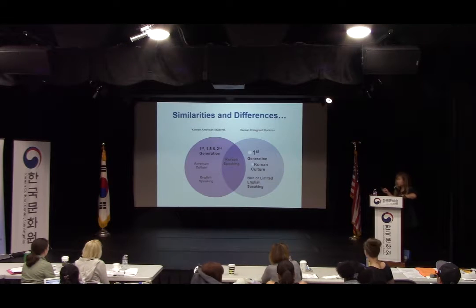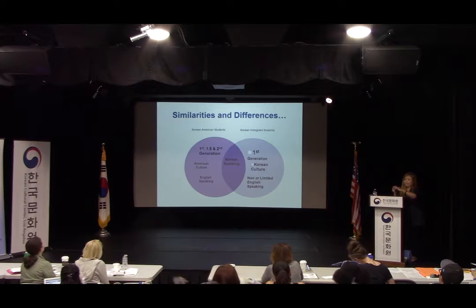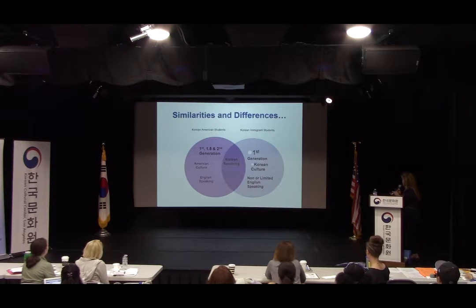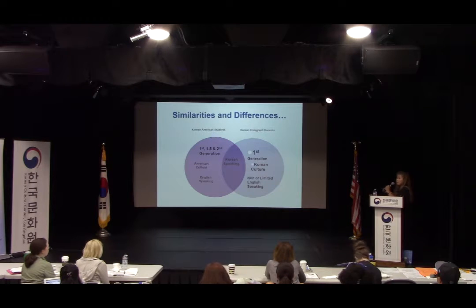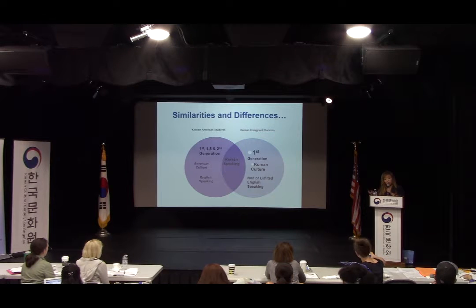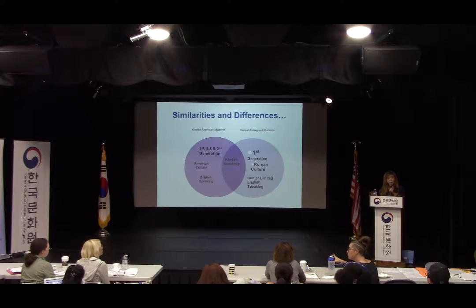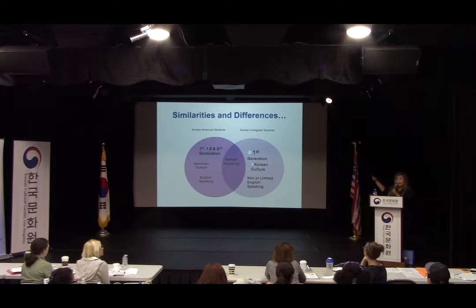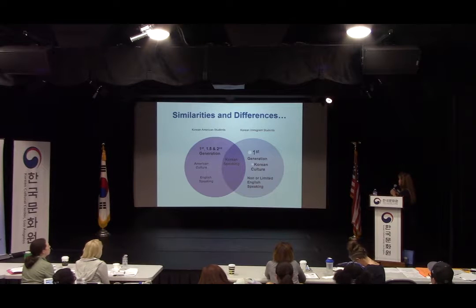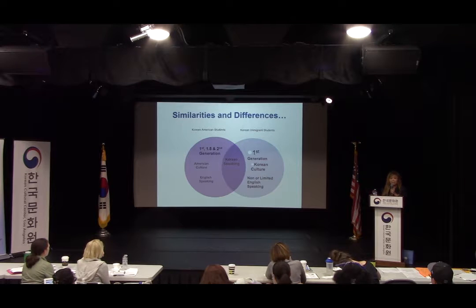Okay, similarities and differences. Korean American students and immigrant students, obviously they're all speaking Korean. Korean American students are mostly 1.5 generation, 2nd generation, some 3rd generation. They're both mostly bilingual, biliterate, bicultural, and they have a lot of Americanness. Whereas 1st generation immigrants have very limited English speaking skills and are still rooted in Korean culture.